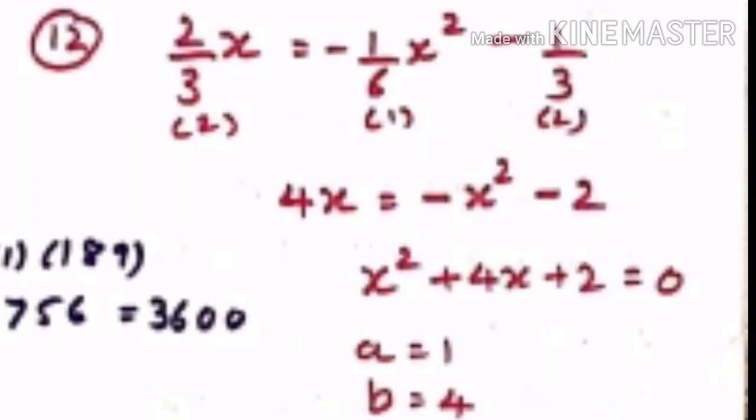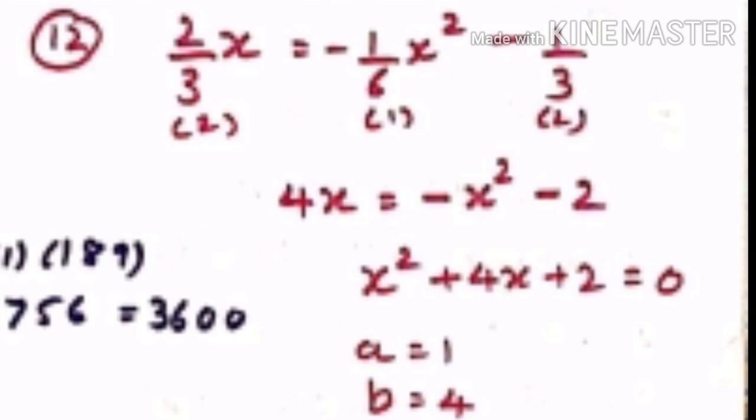Question number 12: 2 by root 3 times 2 by 3x is equal to minus 1 by 6 x square minus 1 by 3. Now you can see students, to make it linear, we first have to take the LCM, and our LCM is 6.